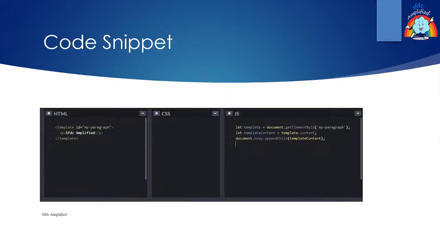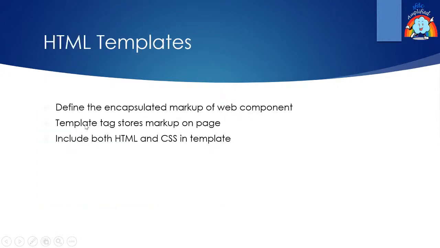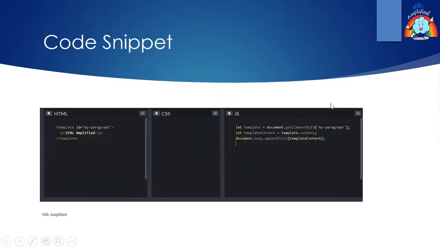If we see here in the code snippet, here's the template, and if we just type this, we will not see the content. Because the template is not rendered, like we discussed, it defines the encapsulated markup of a web component. So basically, it runs only when we write the JavaScript. We define that in JavaScript, and that's how we are able to get it. So that's how the template works, so that we do not have to repeat the same code structure.